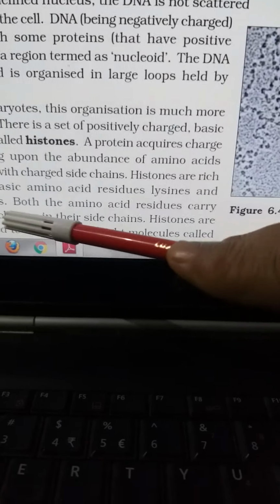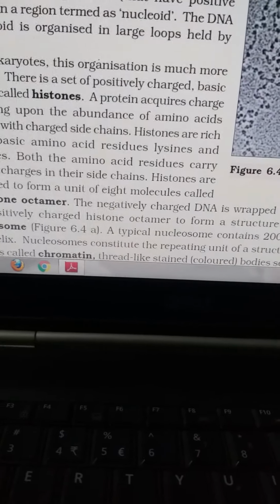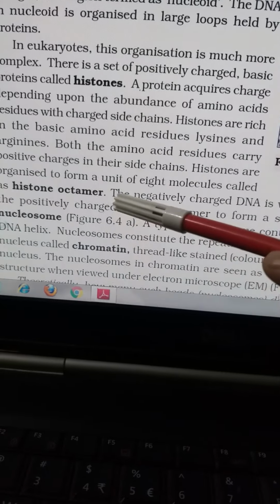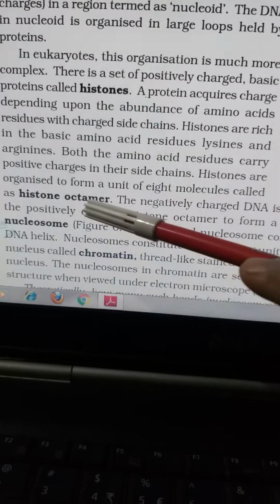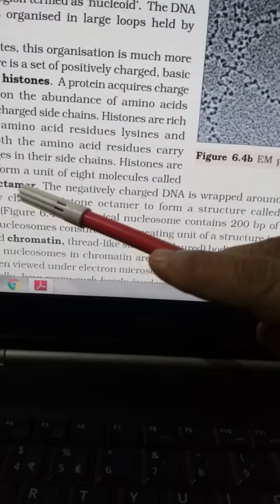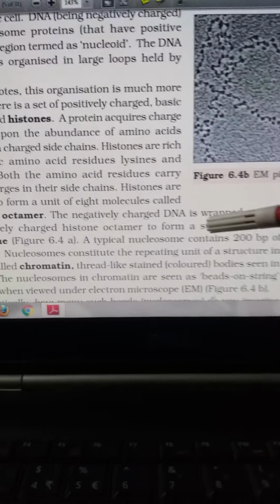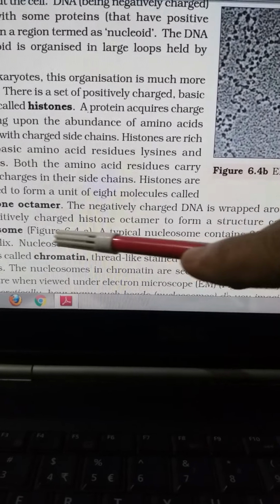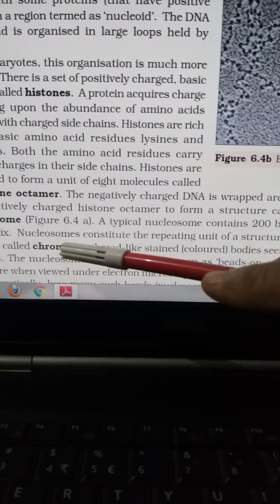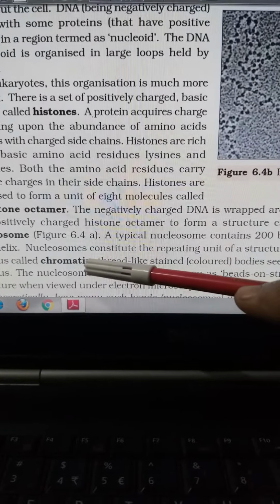Now you see, they are positively charged and the DNA helix is negatively charged. So that is the reason the histones are organized to form a unit of 8 molecules called the histone octamer, and the negatively charged DNA. See, DNA is negatively charged and histone is positively charged, so obviously it is chemically neutral when they are attached together. So DNA is wrapped around the positively charged histone octamer to form a structure called the nucleosome. Nucleosomes are the repeating units of a structure in the nucleus called chromatin.